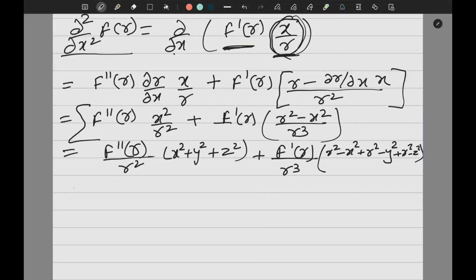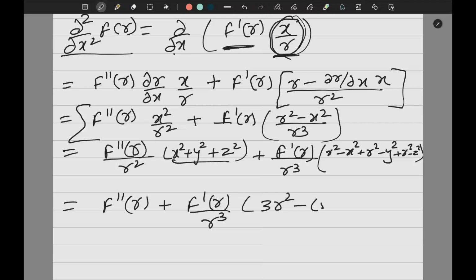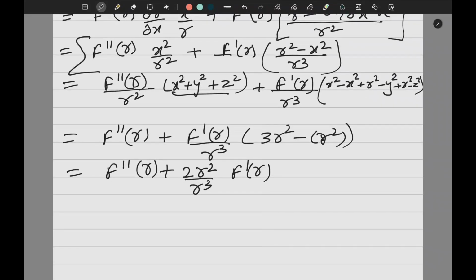Right? So the next term will be f double dash r. Now this is also r square, so cancel. Plus f dash r upon r cube. And here it will be, if you observe, 3r square minus x square plus y square plus z square, it is r square. Right? So f double dash r plus 2r square upon r cube f dash r. So this will be f double dash r plus 2 by r f dash r. Hence proved. So these are the questions so far.